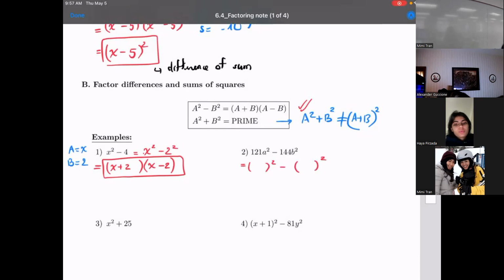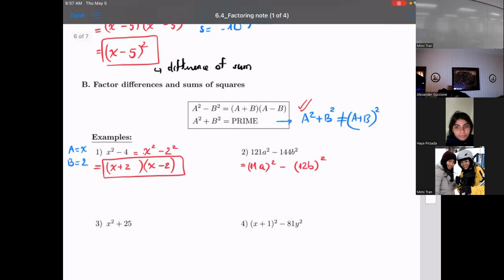So what should be inside the first parenthesis? What number squared gives you 121? You can take the square on your calculator. The 12 or 11? I think 11. I think 12 was 144. Yeah, so 11. And then a squared is a, so 11a, all of that squared. And then the second one will be 12 times b, all of that squared.